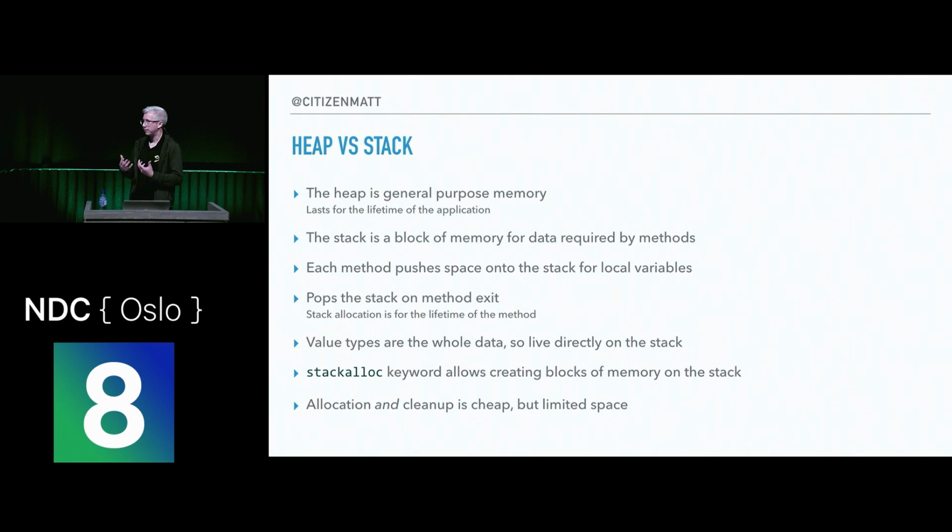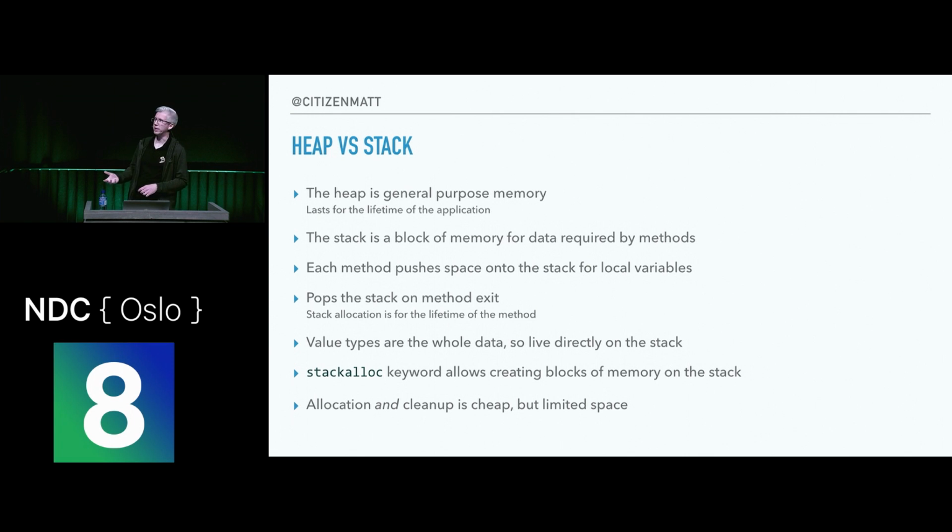Value types are the entire set of data. So if you have a value type, which is the point, it's got those x, y, and z in there, that's the whole data. That lives directly on the stack. So straight in the stack there, you've got all of the data for your object, for the thing you're working with. You can also use the stackalloc keyword there as well to allocate blocks of data on the stack. But generally, you don't use that one, and you just use local variables.